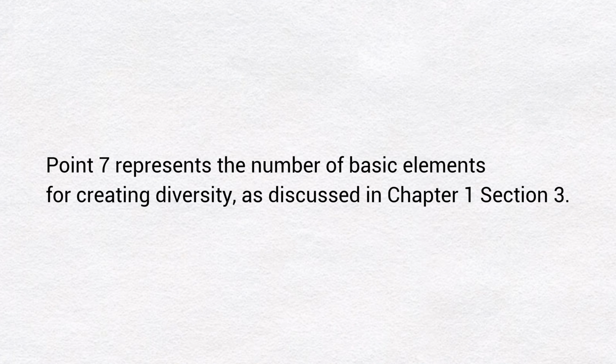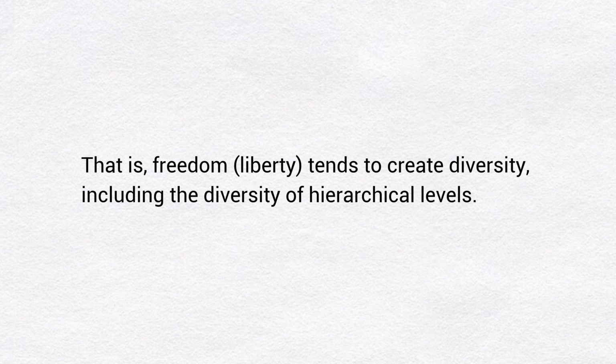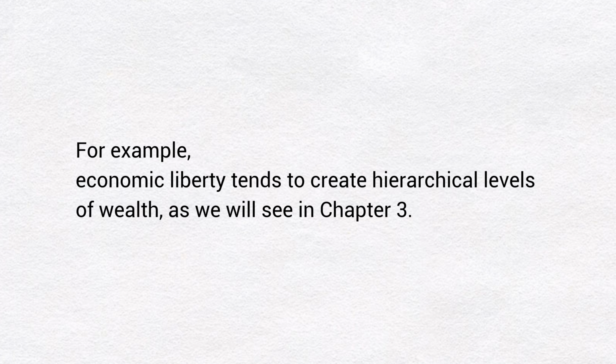Point 7 represents the number of basic elements for creating diversity, as discussed in Chapter 1, Section 3. That is, freedom, or liberty, tends to create diversity, including the diversity of hierarchical levels. For example, economic liberty tends to create hierarchical levels of wealth, as we will see in Chapter 3.